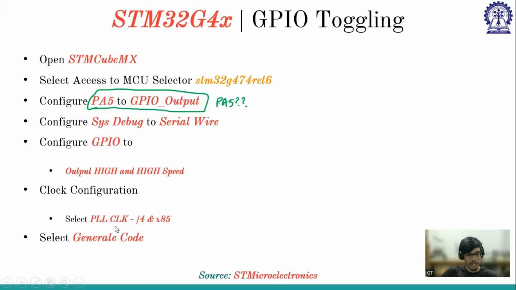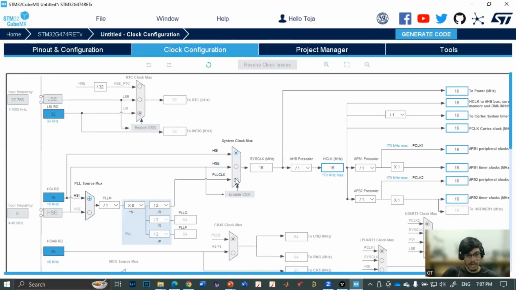If you select PLL clock, this should be divided by 4, and this should be multiplied by 85. When you select this, it becomes 170 megahertz. So it is the maximum frequency. Again, all these calculations are mentioned in the datasheet, but we are not going into detail.